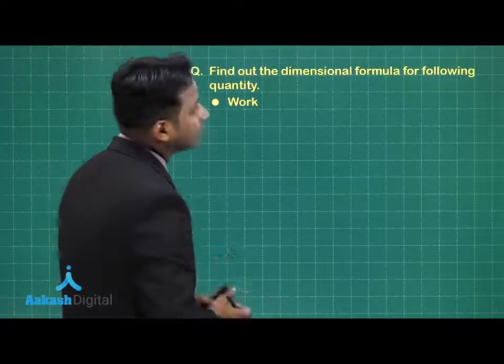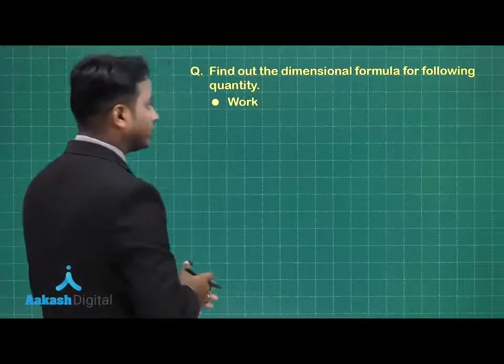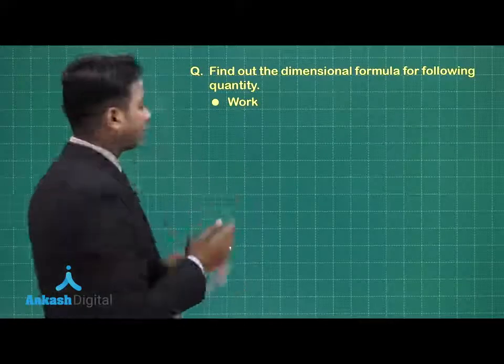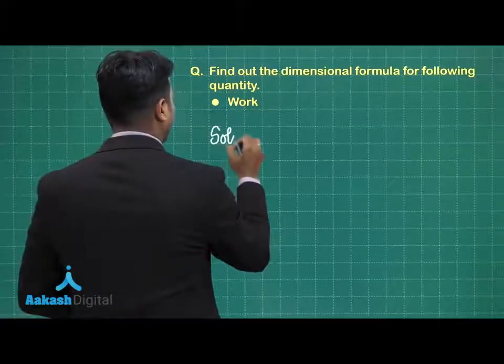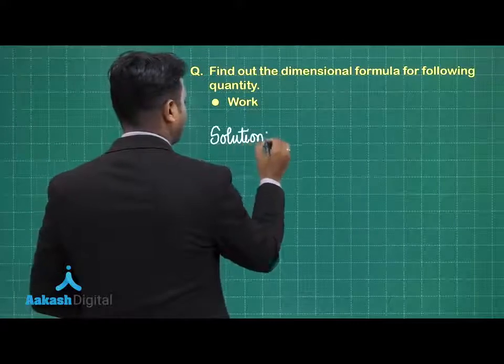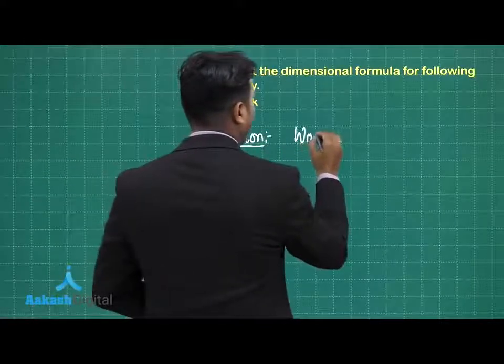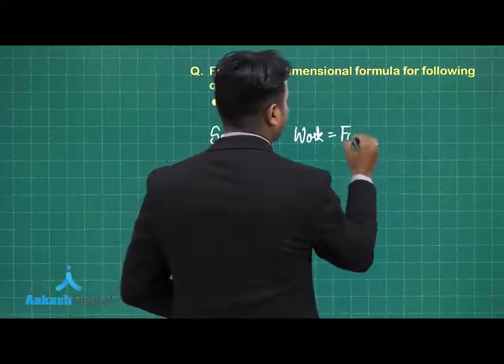Question says find out the dimensional formula for the following quantity. The first quantity is labeled as work. So let's try to solve and find out the dimension of work. Now tell me, work is being labeled as the product of force and displacement.